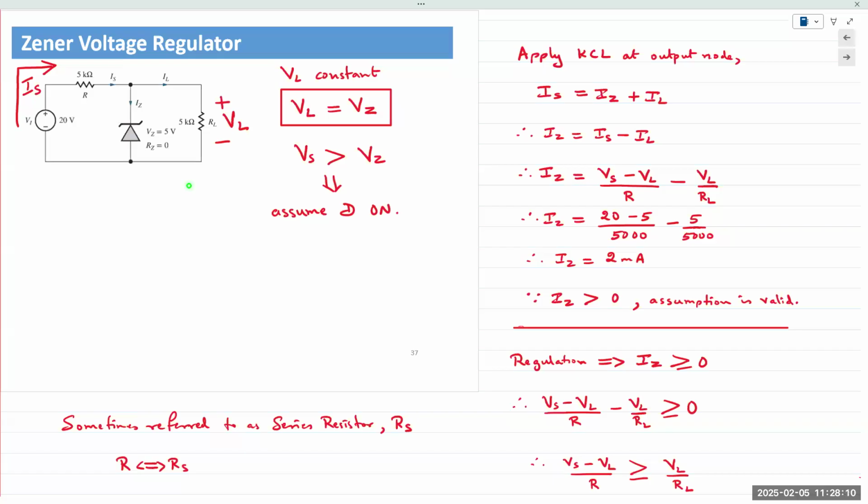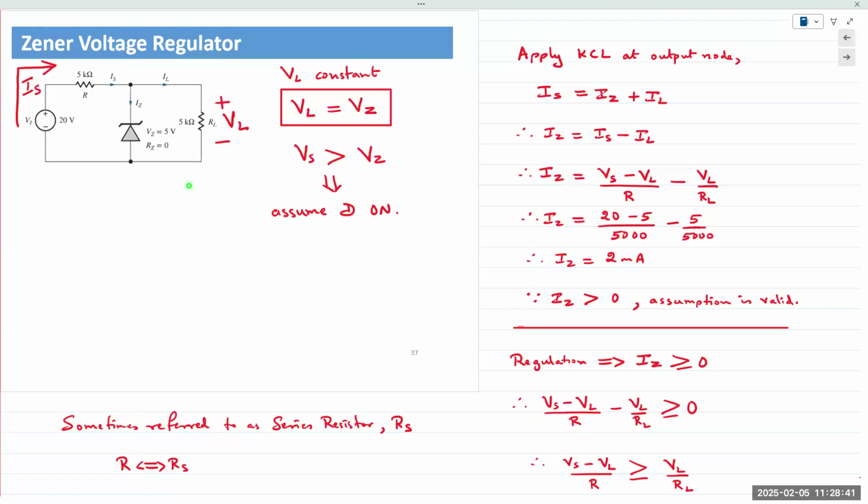If the series resistor, this resistor right here, is low in value, then IS would be large. If IS is large, IZ would be large. If IZ is large, it might exceed the power rating of the Zener diode. The diode would blow out. So there is a minimum and maximum limit.